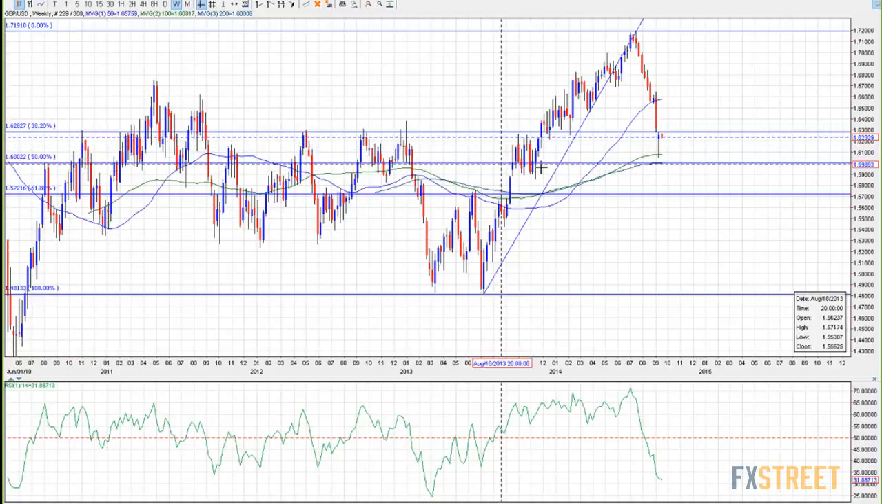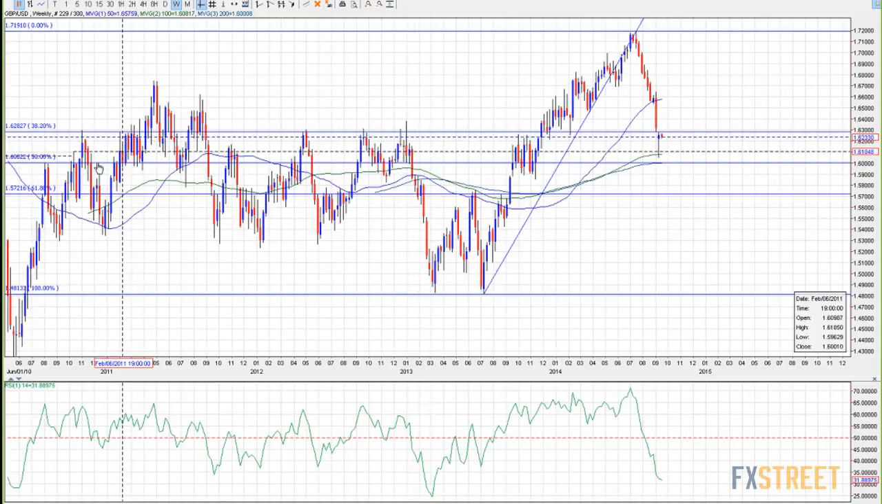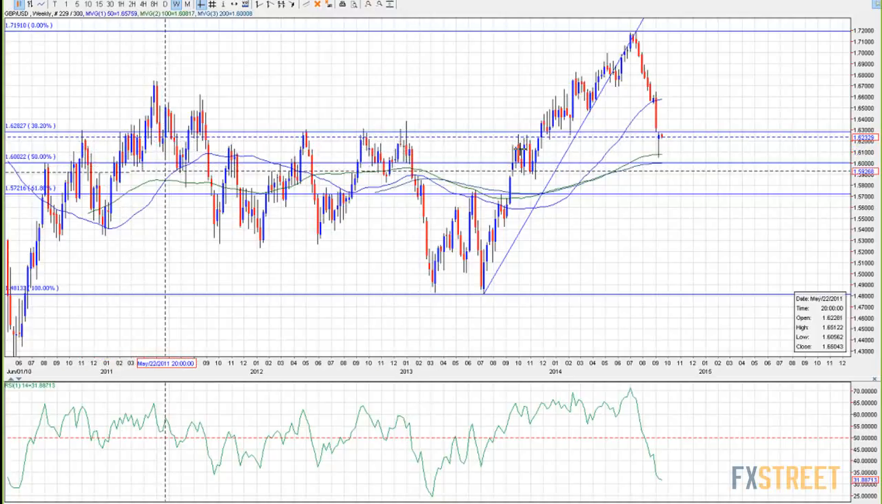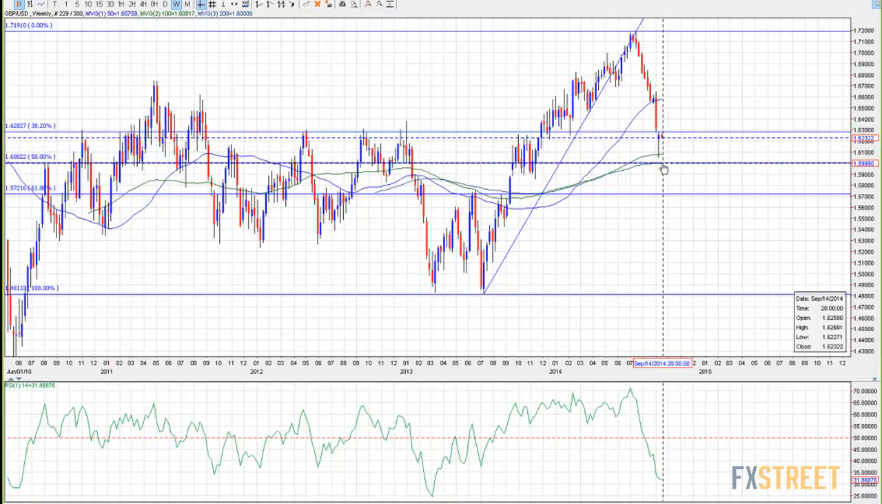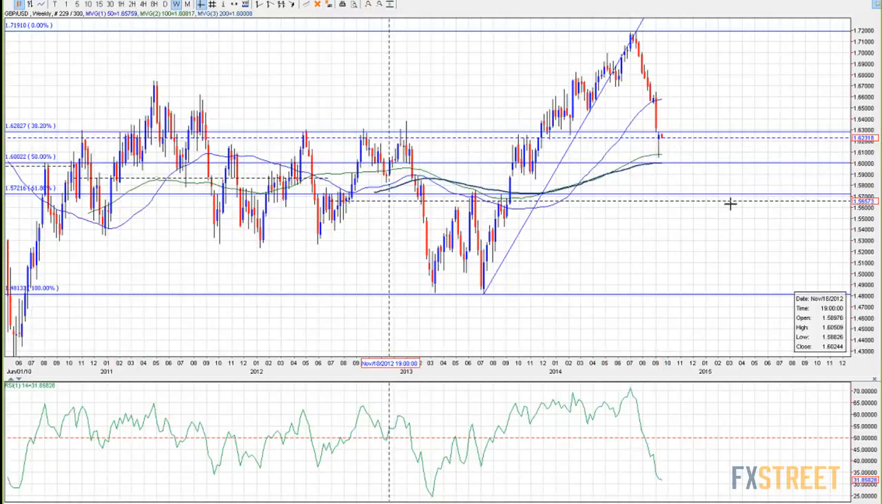We would expect the market to consolidate around this level. We saw that here, a lot of action oscillating around 1.60. So as the market approaches 1.60, there is the 50% retracement, and the 200 weekly moving average is also there.